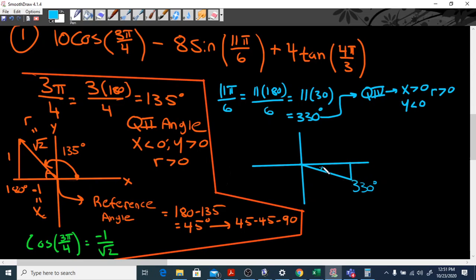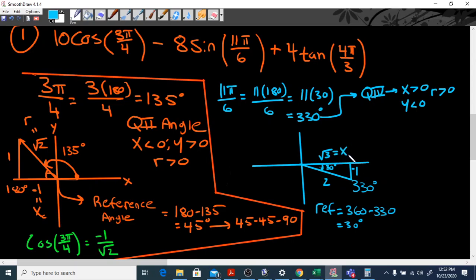So the reference angle, here's my reference angle. My reference angle is going to be 360 minus 330, okay? Or 30 degrees. So this guy is 30 degrees, or pi over 6, okay? And this is going to be the 30, 60, 90 right triangle, okay? And so what we have to understand is that 1's across from the 30, square root of 3 is across from the 60, 2's across from the 90, x is positive, y is negative, so we got a negative 1 there, and r is always positive, okay?